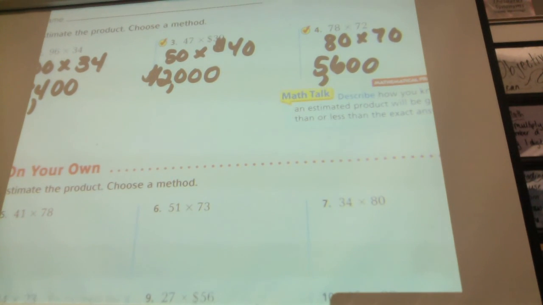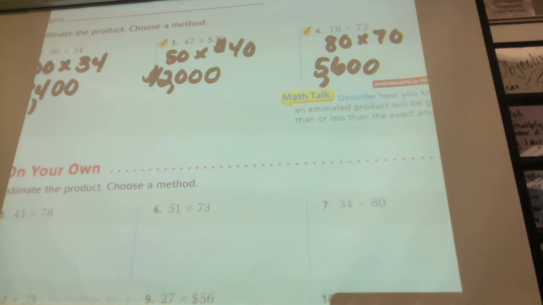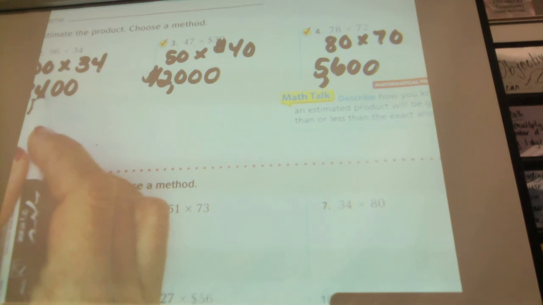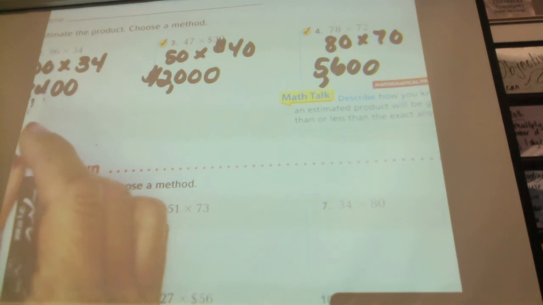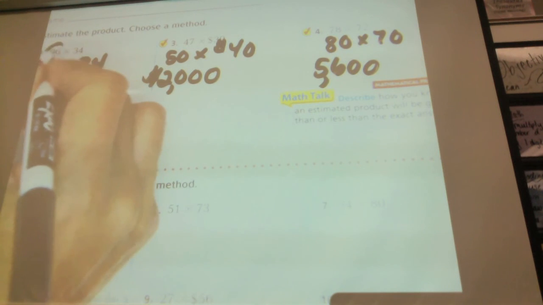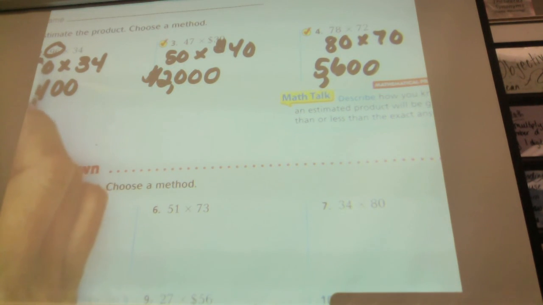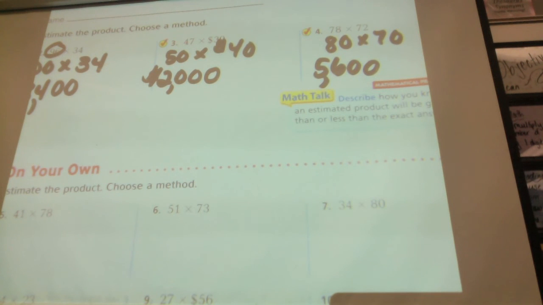Okay, raise your hand if you think that the actual will be less than 3,400. Raise your hand if you think it will be more than 3,400. Okay, it will actually be less than. The actual will be less than 3,400. The reason is because this is less than what we used to multiply by. If you're rounding up, then your estimate is going to be higher than your actual. If you're rounding down, then your estimate is going to be lower than your actual.